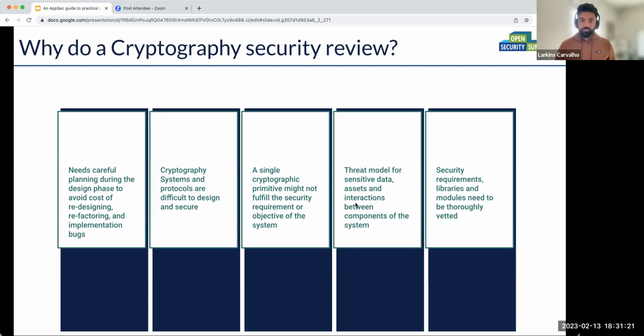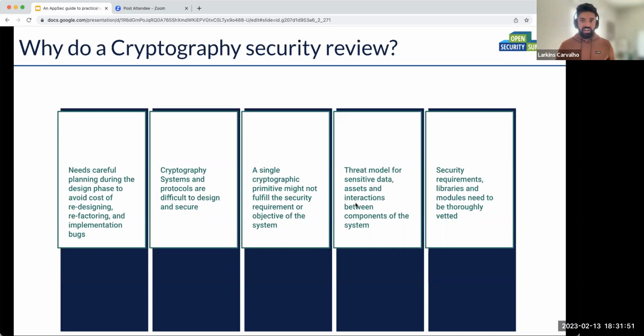Cryptography systems and protocols are difficult to design and secure. So the earlier we do security review to understand our crypto usage, the better. Also, a single cryptography primitive might not fulfill our security requirements. We need to think about what else needs to be done here. Then also threat model sensitive data and what cryptography mitigations. How can we leverage cryptography to develop mitigations?